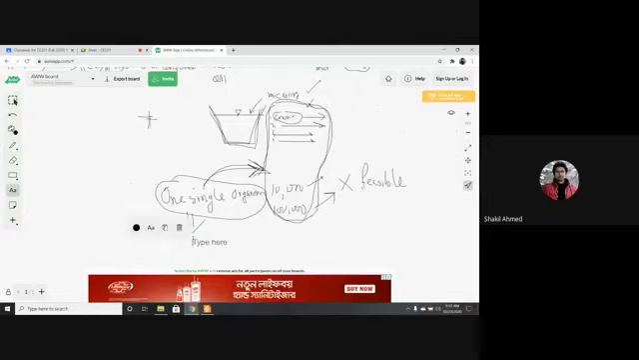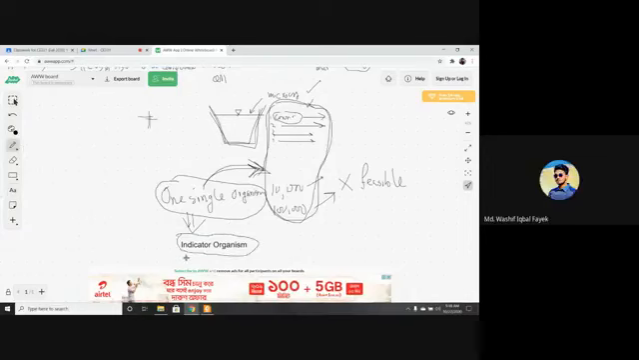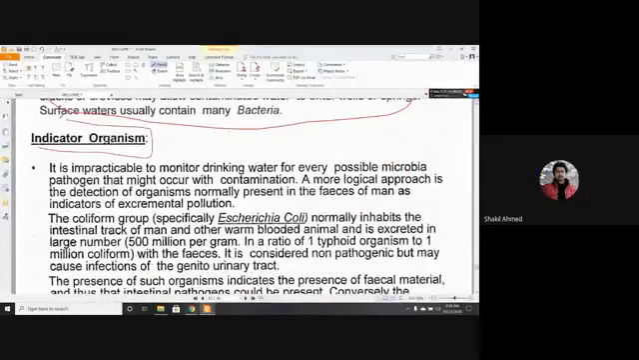So what does it do, by the way? It indicates whether your water is polluted by microorganisms or not. That's why we call it an indicator organism. Is it clear? Yes, sir. Very important.